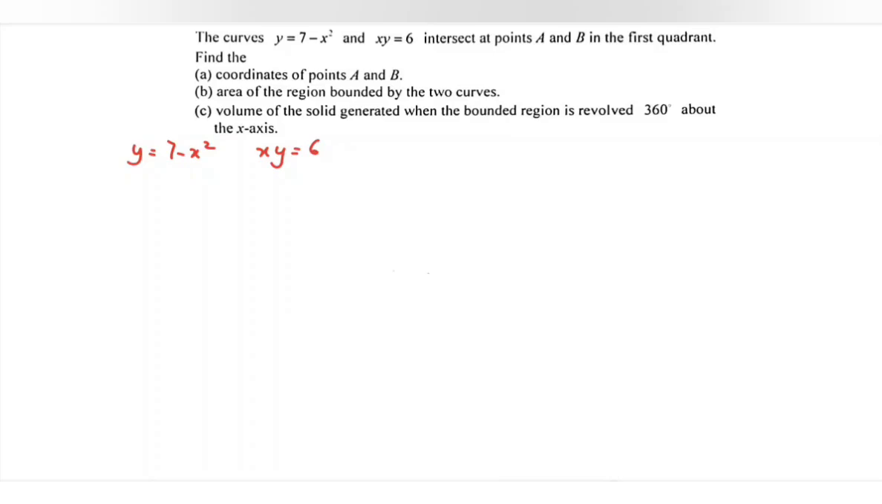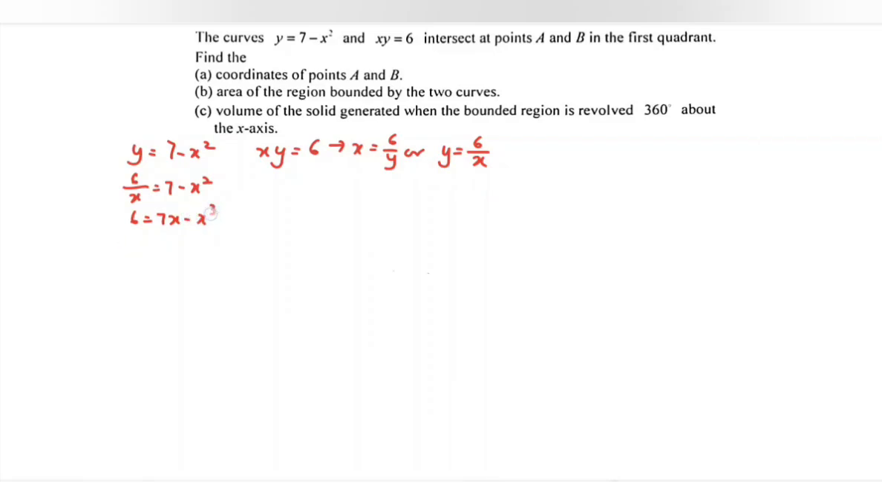So kindly rearrange the equation given, where we have x equals 6 over y, or we can say y is equal to 6 over x. So kindly substitute for y. Here we have 6 over x equals 7 minus x squared. Cross multiply, then we will have 6 equals 7x minus x cubed.